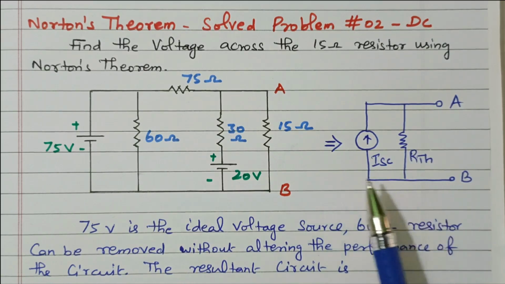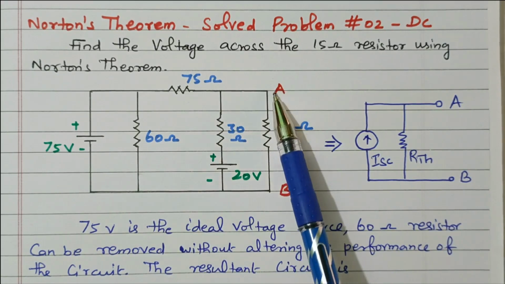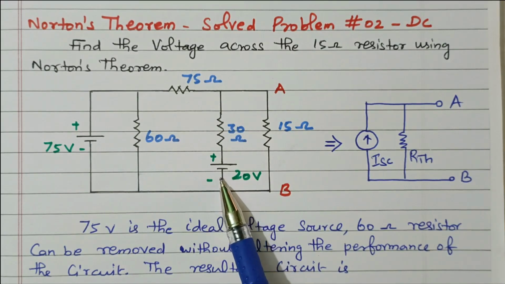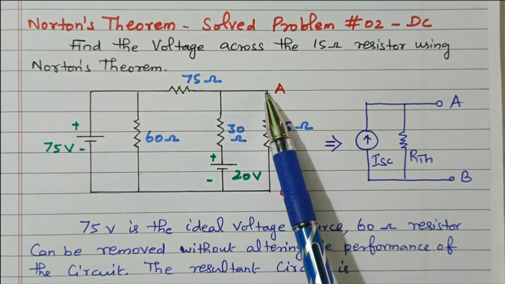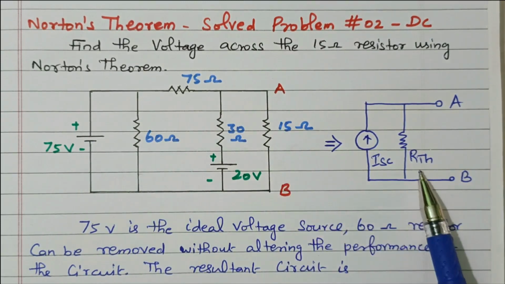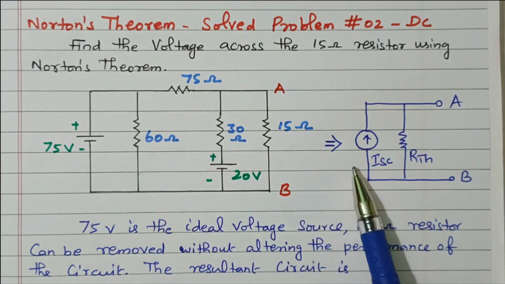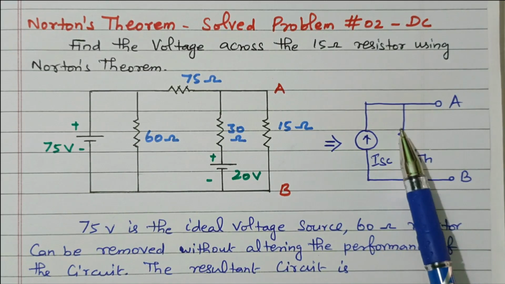R Thevenin is nothing but the resistance across the terminal AB by removing the sources, either voltage or current source. Here only voltage sources are available. We need to remove the voltage sources and find the equivalent resistance across AB, that is nothing but R Thevenin. So this complicated circuit is now simplified to one current source in parallel with one resistance.